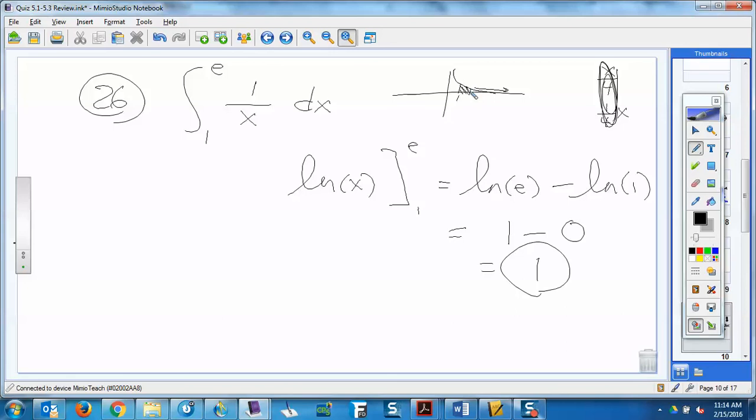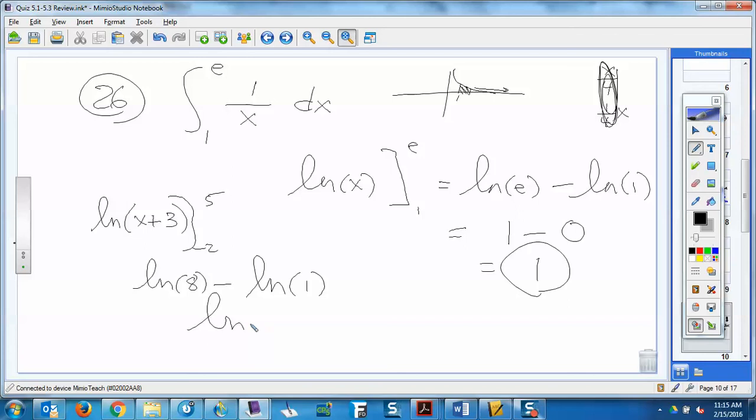Okay, another one. 28 is very much the same thing, by the way. 28 is just ln of x plus 3 from, what is it, -2 to 5. Right? Because ln x plus 3, the derivative of that would be 1 over x plus 3. Remember, that's how you check these. The derivative of ln x is 1 over x. The derivative of ln x plus 3 is 1 over x plus 3. So you plug in a 5, that'd be ln 8. Minus, plug in a -2, that'd be ln 1. You should know that ln 1 is 0.